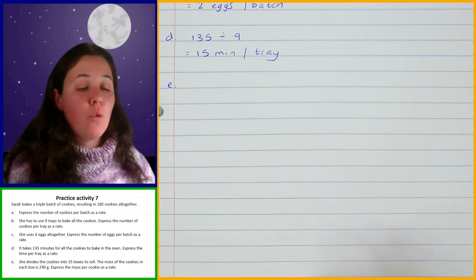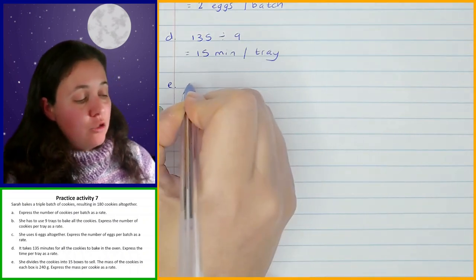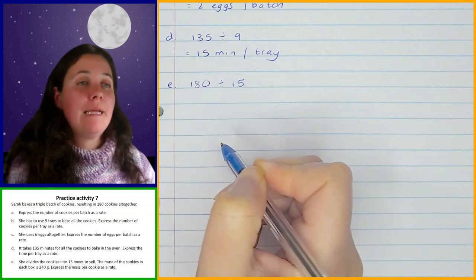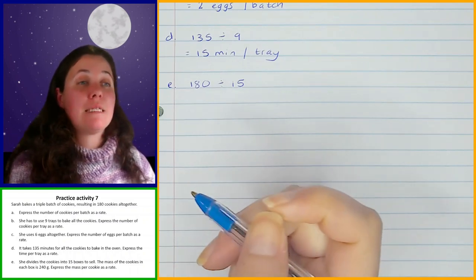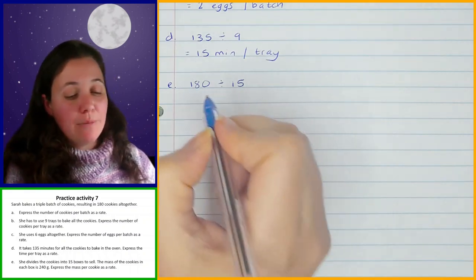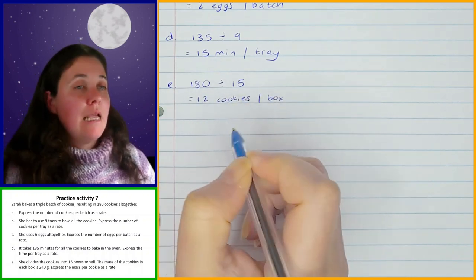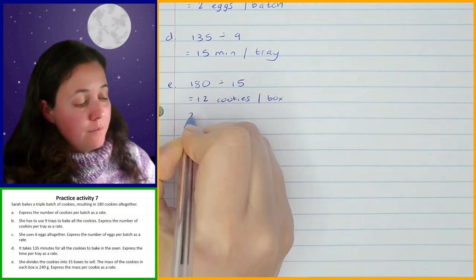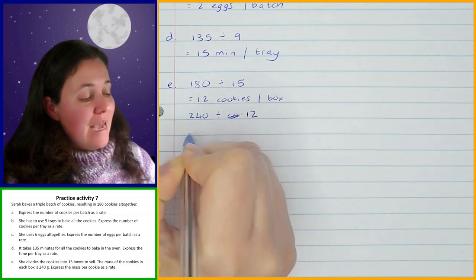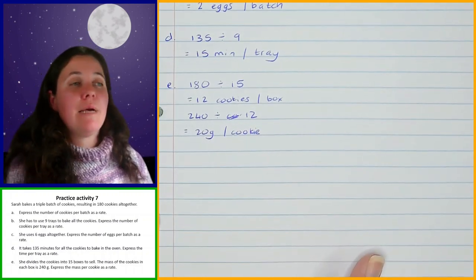So this one's a little bit more complicated. We first need to work out how many cookies there are per box. Okay, so we have 180 cookies divided by 15 boxes. This will help us to know how many cookies there are in each box, because then if each box has a mass of 240 grams, we can use that to work out what the mass of each cookie is. So 180 divided by 15 is 12 cookies per box. And then if that box has a mass of 240 grams, we can divide it by the number of cookies in the box, which is 12, and that gives us 20 grams per cookie. So now we know that each cookie has a mass of 20 grams.